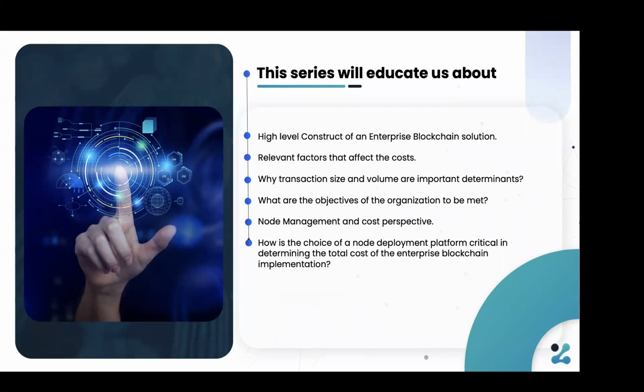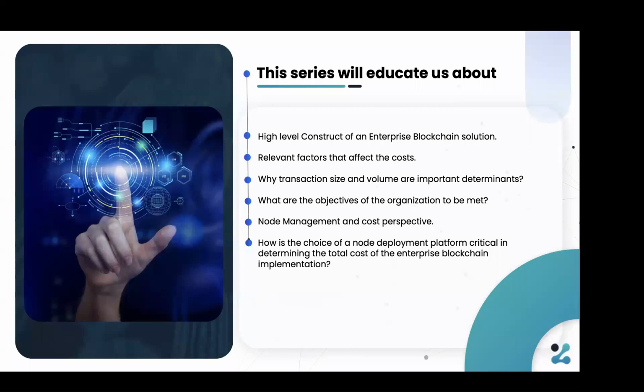And then we would talk about some of the important determinants, including transaction size and volume being the most important ones. But then we'll continue to talk about the objectives the organization would require, specifically when they'll have to focus upon the cost aspect. So how do you reorient everything, re-architect everything in terms of the thought process, and focus back upon the cost aspects within your use case life cycle.